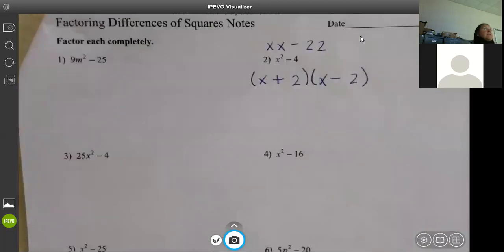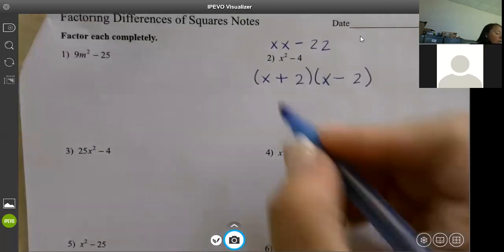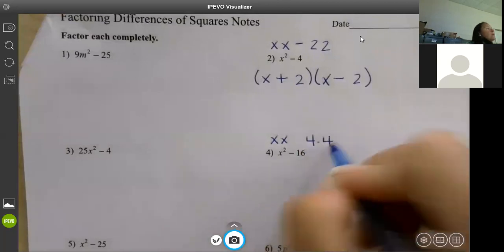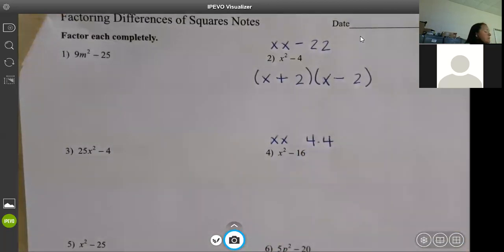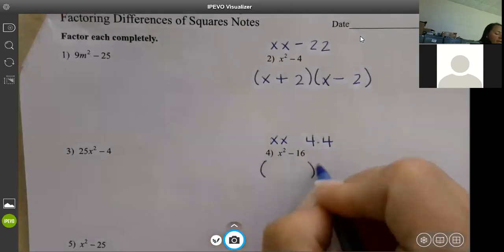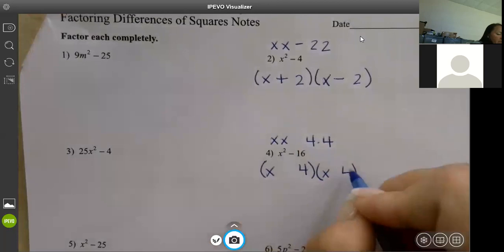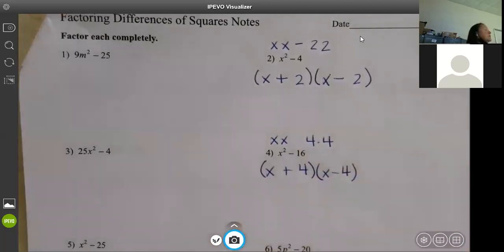Yeah, girl, that's what I said. That's it. Okay. Here on number 4, we have 2 X's. And then 16 is 4 and 4. So there's already pairs. So we're going to share it in each set of parentheses. The front gets an X. The back gets a 4. One is positive. One is negative. That's literally all you do.